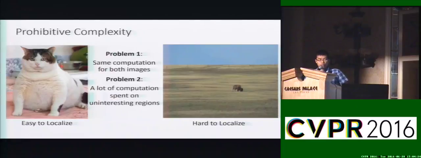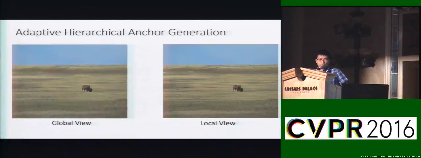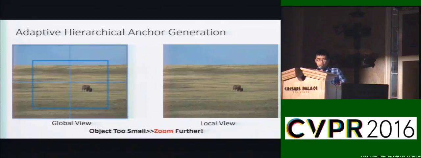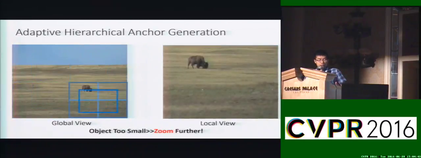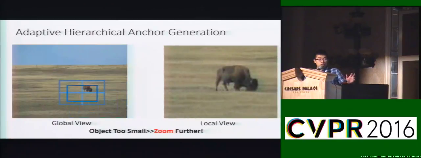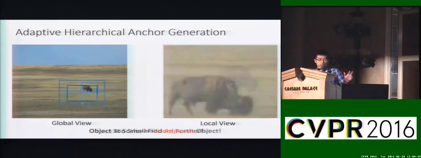So what we propose here is to use an adaptive and hierarchical way to generate anchors. What I mean by that is we start with the entire image. We extract features from this entire image that help us to predict a zoom indicator. The zoom indicator is large when there are small objects inside. And if that is the case, we basically break the image into 5 subregions. And for each of the subregions, we repeat this process recursively.